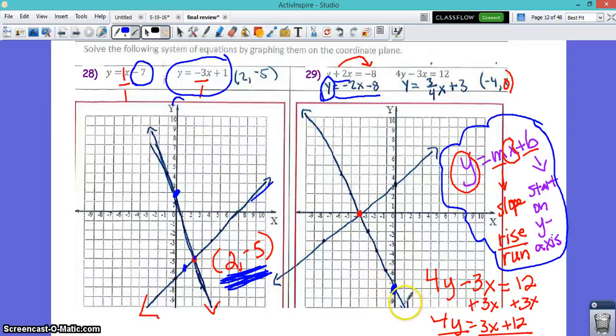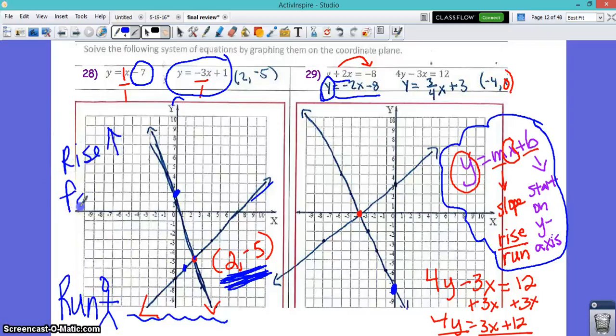Once you run out of room, then you can do the opposite. So instead of dropping and running forward, you would rise and go back. Remember, you're like a little man, and you're always running forward, okay? Now you can rise and go up, or you can fall and go down, but you always run forward unless you run out of room on your graph, and then you have to do the opposite for both the rise and the run. Okay, and then on the next part, same thing.